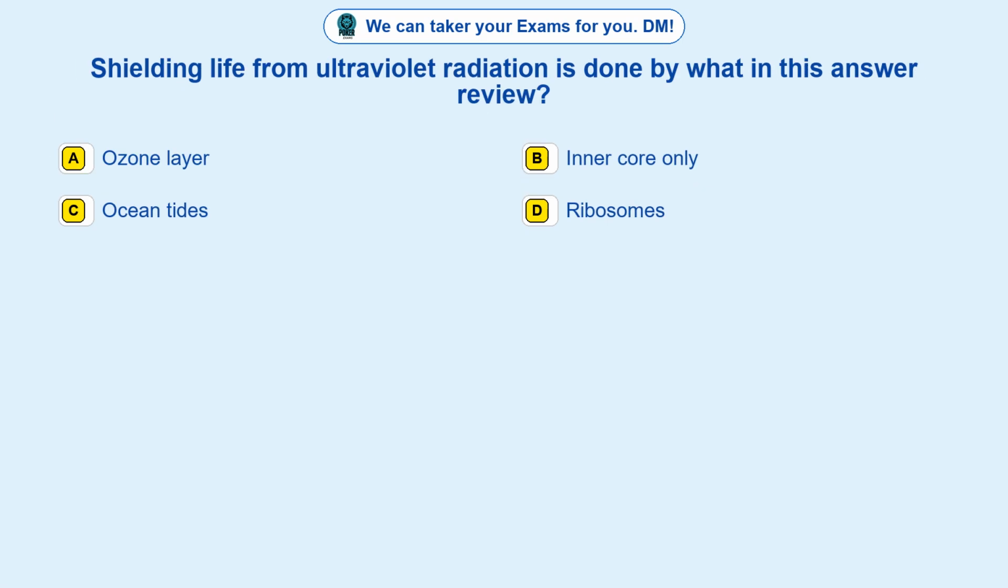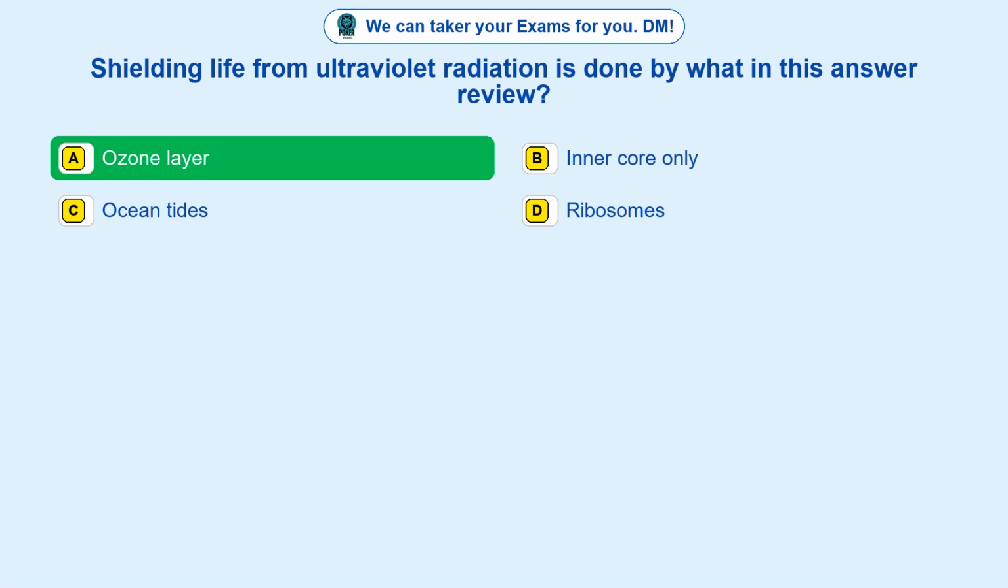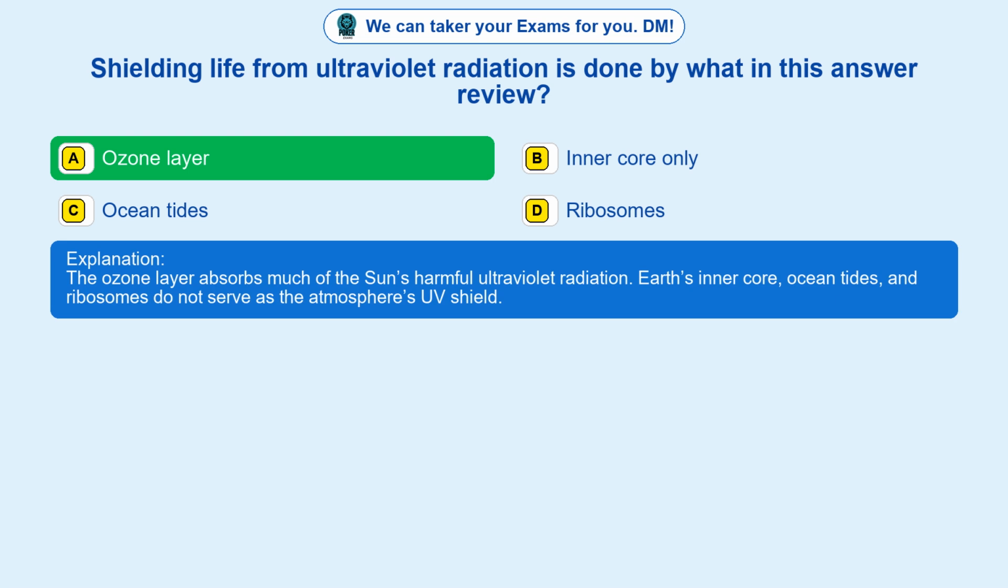Question 97. Shielding life from ultraviolet radiation is done by what in this answer review? Option A, ozone layer. Option B, inner core only. Option C, ocean tides. Option D, ribosomes. The correct answer is option A, ozone layer. The ozone layer absorbs much of the sun's harmful ultraviolet radiation. Earth's inner core, ocean tides, and ribosomes do not serve as the atmosphere's UV shield.